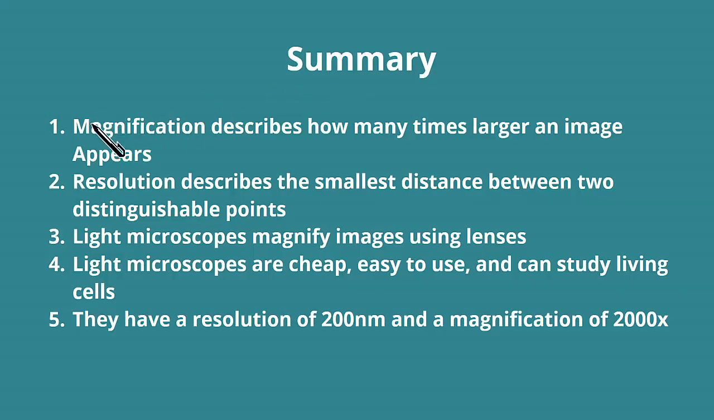So in summary, magnification describes how many times larger an image appears. Resolution describes the smallest distance between two distinguishable points. Light microscopes magnify images using lenses. Light microscopes are cheap, easy to use, and can study living tissues or cells. And they have a resolution of 200 nanometers and a magnification of 2000 times.